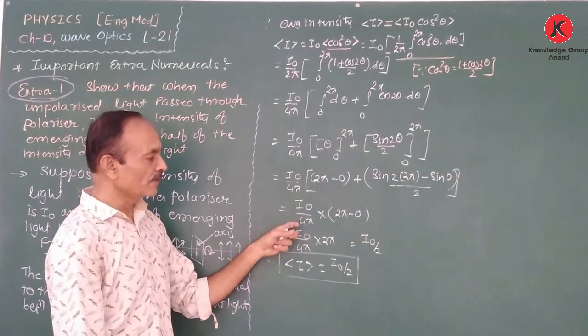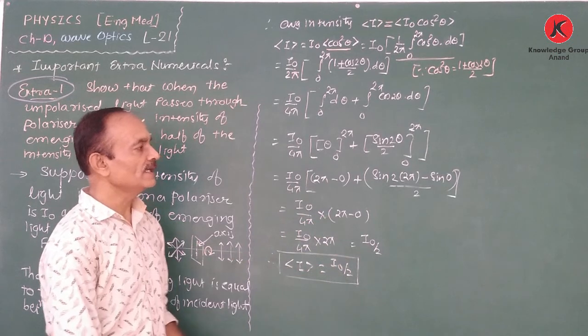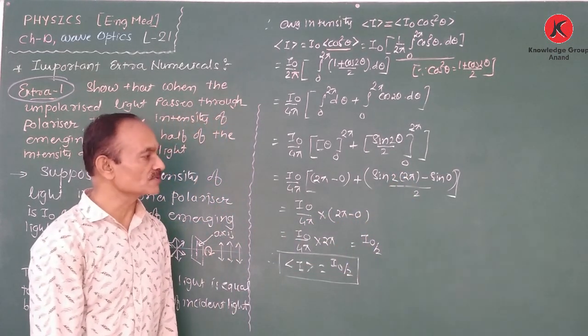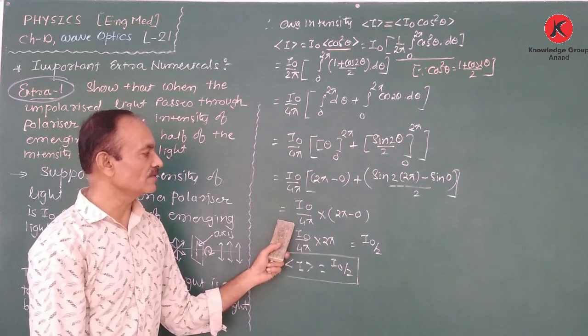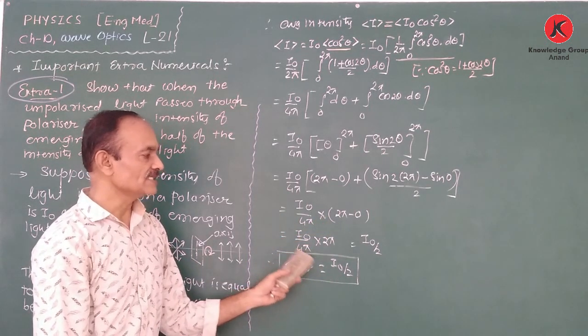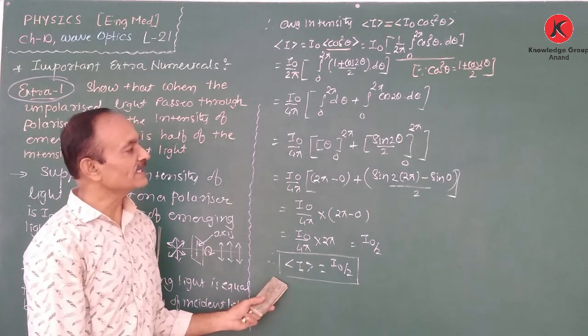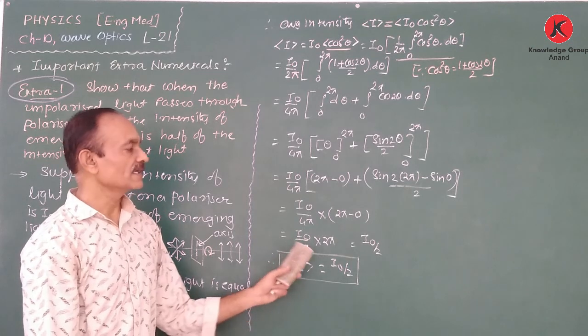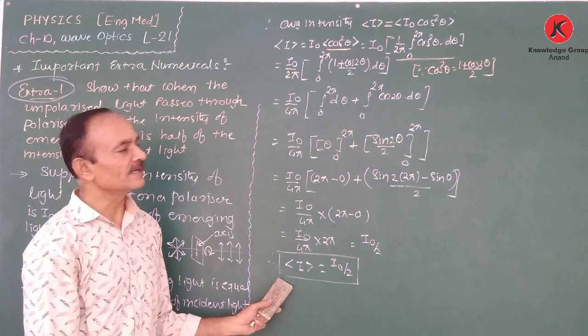Therefore, I0 upon 4 pi into 2 pi, because the value of sin 4 pi is 0 and sin 0 is also 0. So here we get I0 by 2. Thus the intensity of the emerging light is half of the intensity of the incident light.